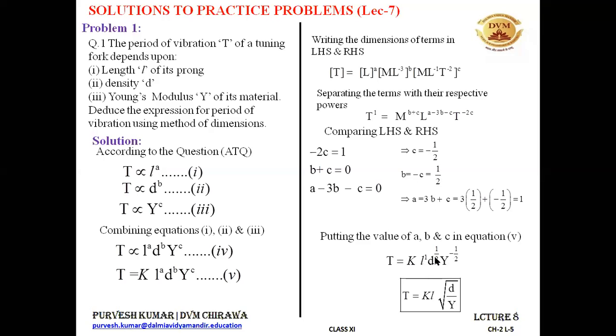And since they are having half power, it will be square root. So D to the power half is root of D, and Y to the power half in the denominator is root of Y. Then you can write it as a whole square root of D by Y. So this is the final required equation.